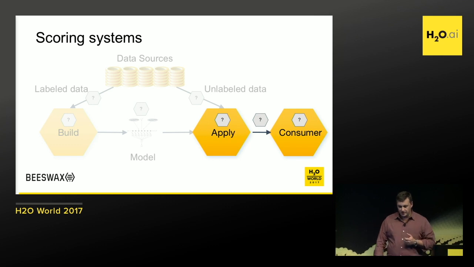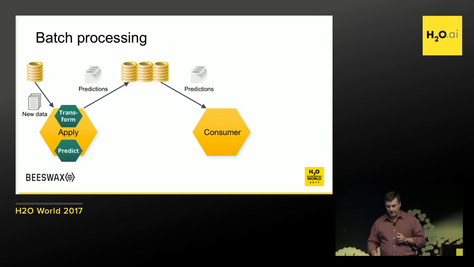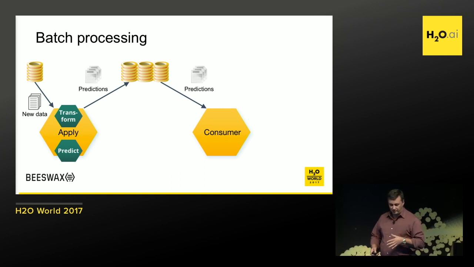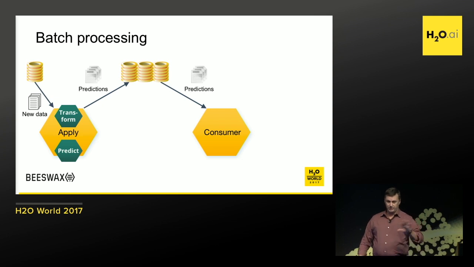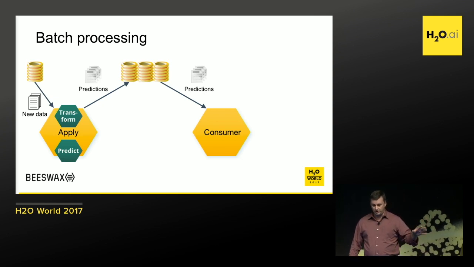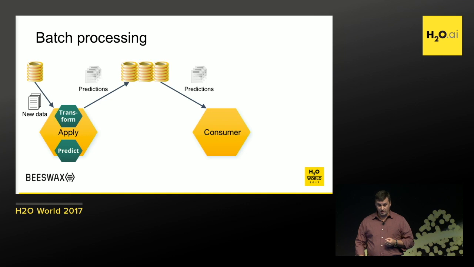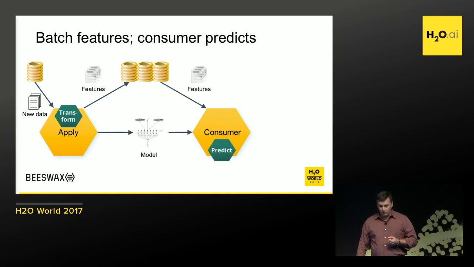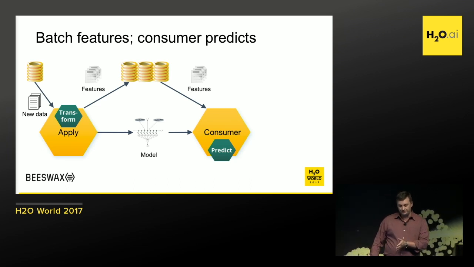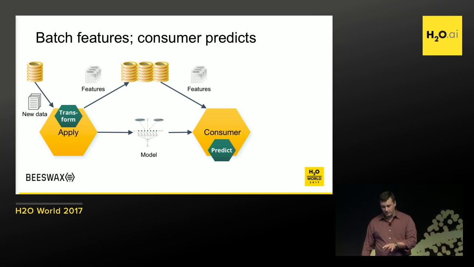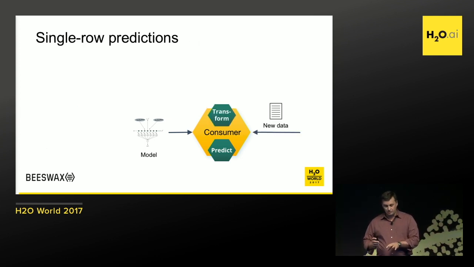Okay, so let's look at the scoring systems. And the classical situation is when there is new data, we transform, apply the predictions, store in some storage, and then the consumer picks it up and uses it somehow. Or we could pre-compute features and shift the prediction to the consumer, give it the model, and then the consumer only uses the features to predict.